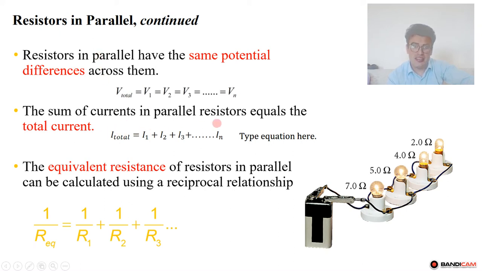We will just add them. You will take the summation of the current in the parallel resistors.